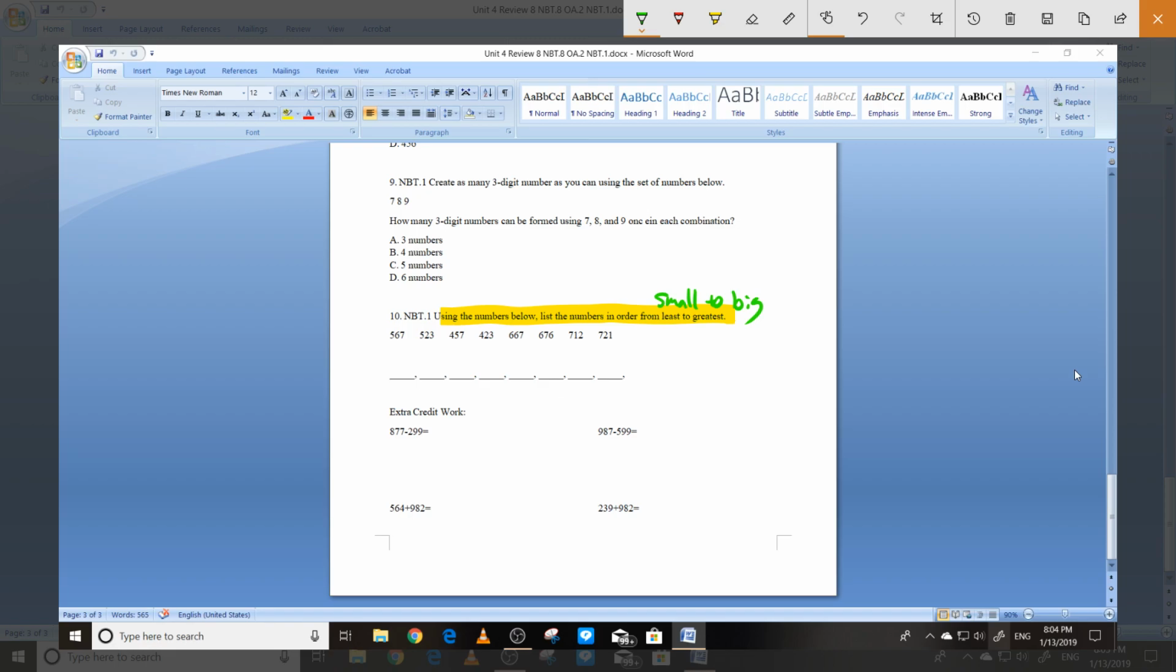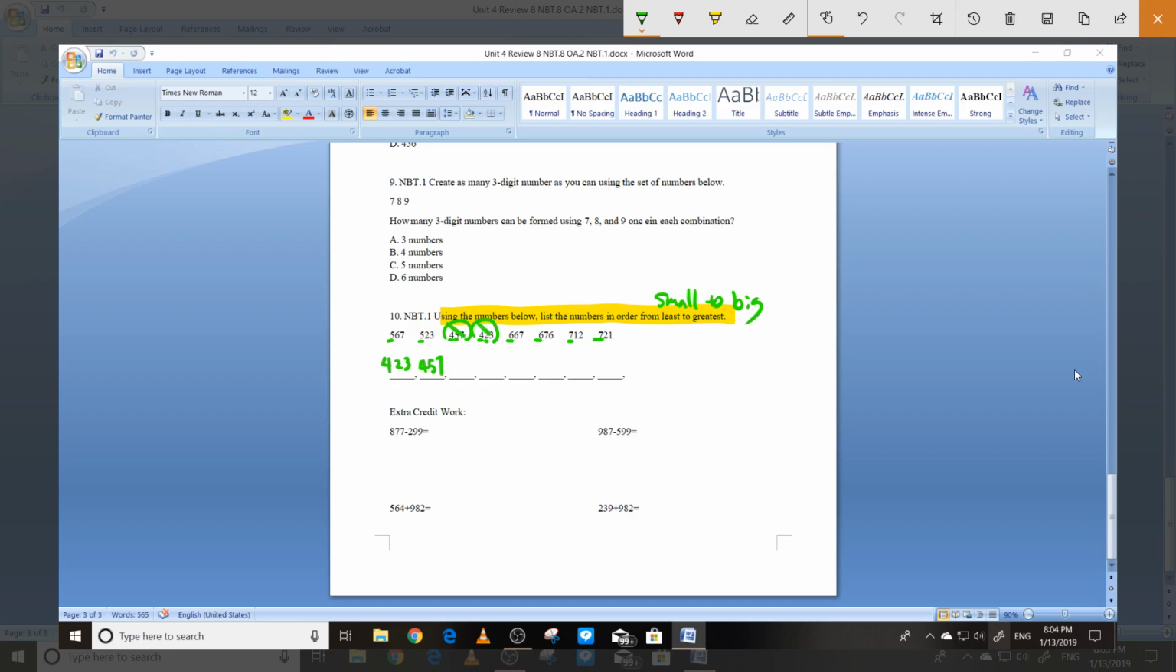To find the smallest number, we're looking at the first digit, the 100th place. We got two 5s, two 4s, two 6s, and two 7s. So I know the 4s got to go in the front. So we're looking at this one and this one. Since they both have 4 at the 100th place, I'm looking at the 10th place, the next place. One of them has got a 5, the other one's got a 2. Obviously, 2 is smaller than 5, so 423 goes first, followed by 457.